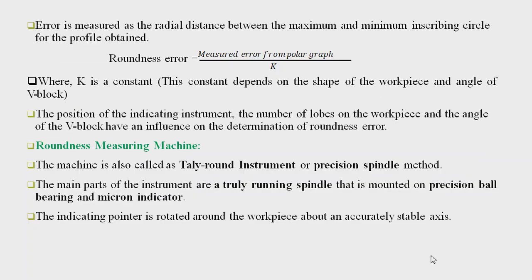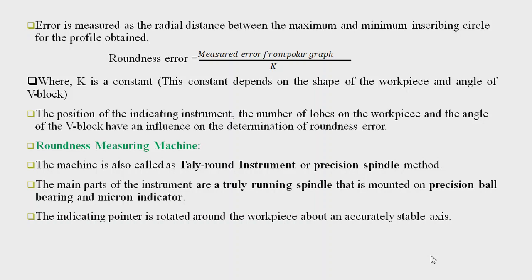Now, error is measured as the radial distance between the maximum and minimum inscribing circles for the profile obtained. That is, roundness error is equal to the measured error from the polar graph divided by K, where K is a constant which depends on the shape of the workpiece and the angle of the V block. The position of the indicating instrument, the number of lobes on the workpiece and the angle of the V block have an influence on the determination of roundness error. This means the more the number of markings, the more accurate the results will be.